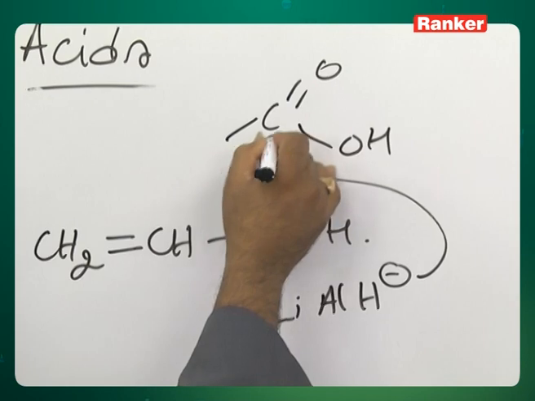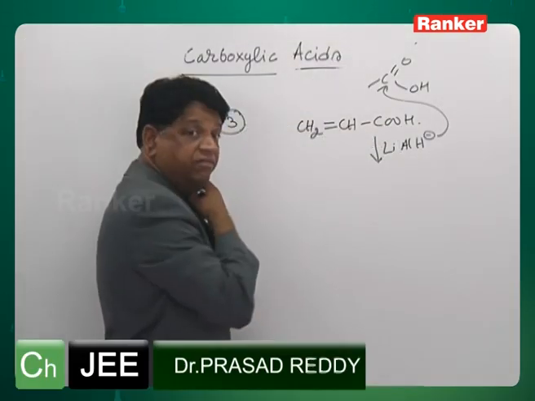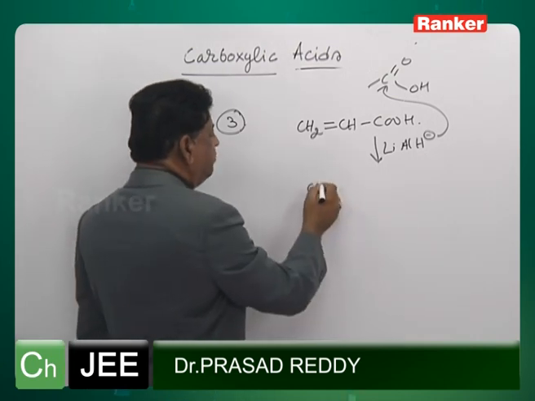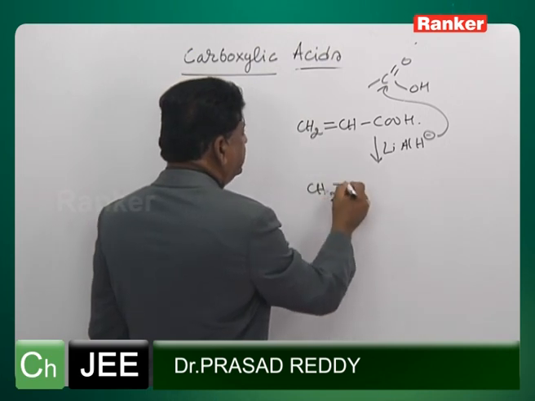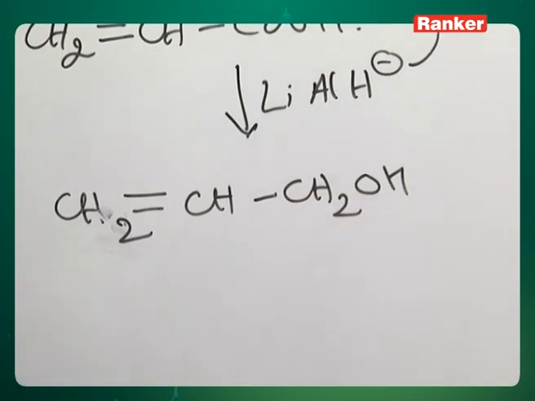So the H minus will attack here, giving O minus. When O minus comes, OH will go, and an aldehyde comes. Once again H adds, and you will get the alcohol function. So the alkene function will be retained as it is, but the acid will become an alcohol. This is the answer in this reaction.